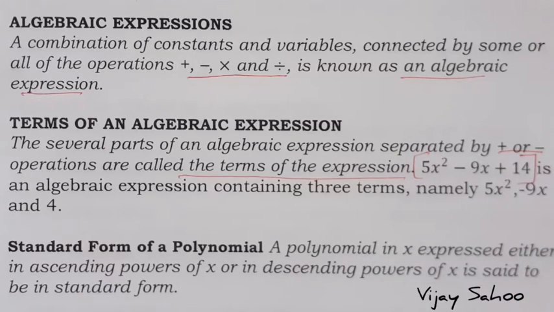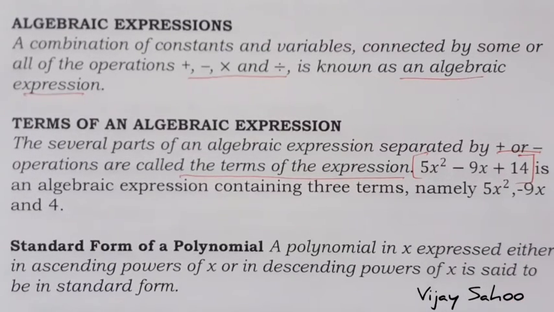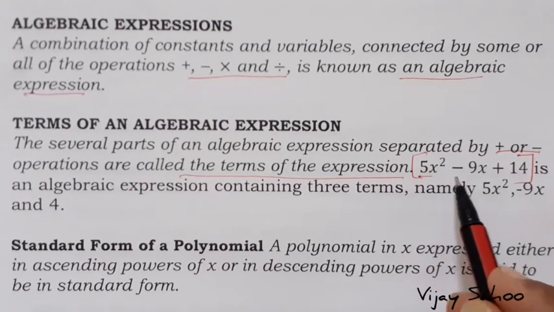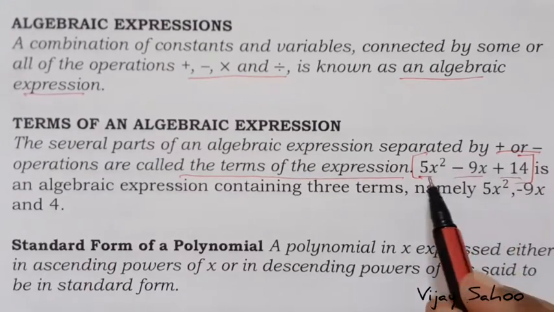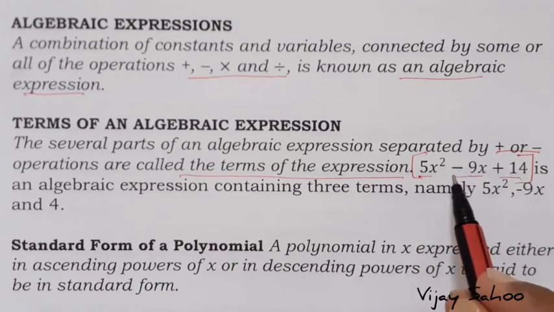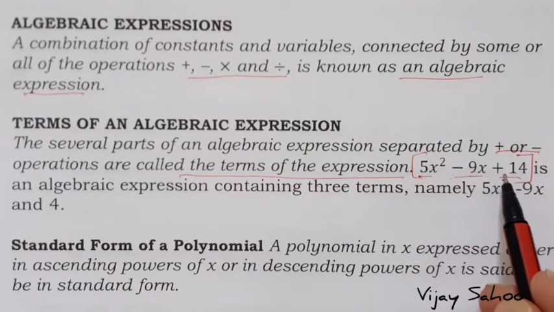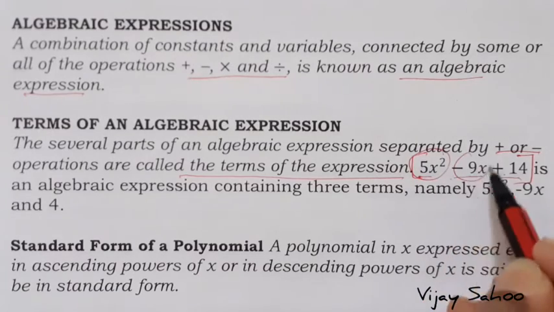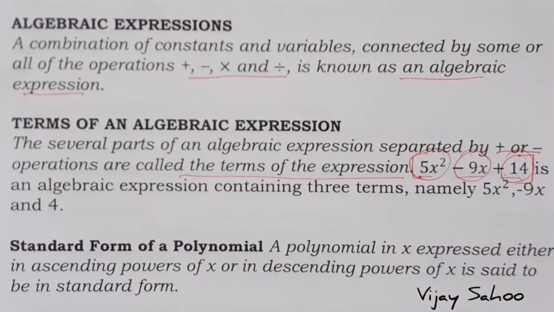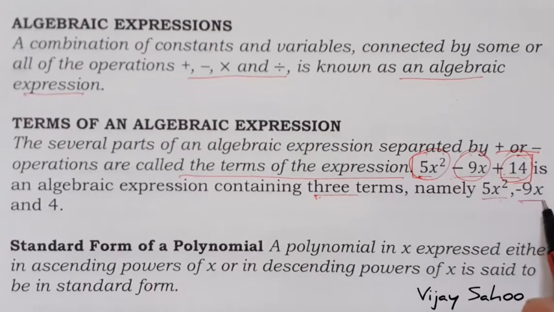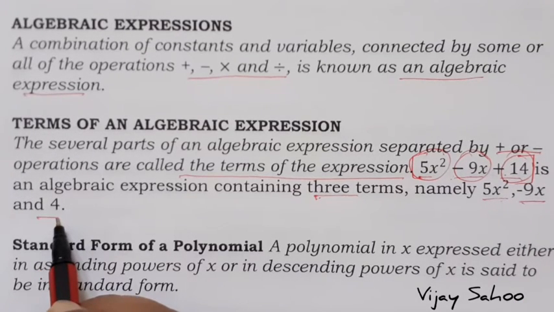This is one equation given to us. How can we identify how many terms are there? You can easily see that 5x square minus 9x plus 14. So a total of 3 terms are there, separated by minus or addition. Each number or variable associated is considered a term. So here there are 3 terms: one is 5x square, one is minus 9x, and one is plus 4.